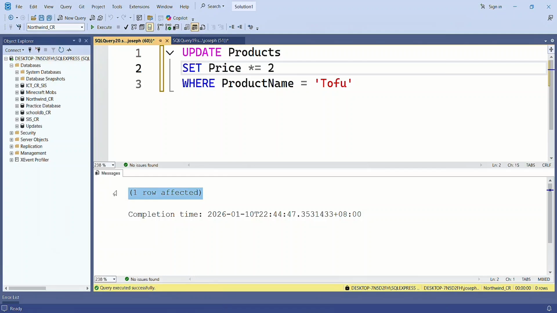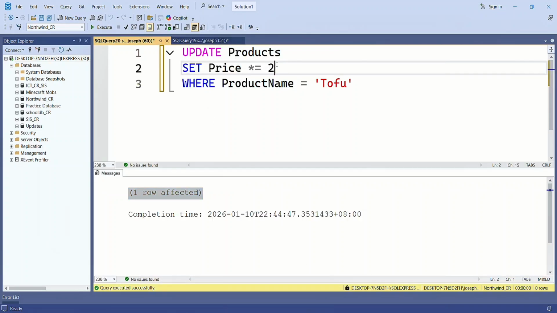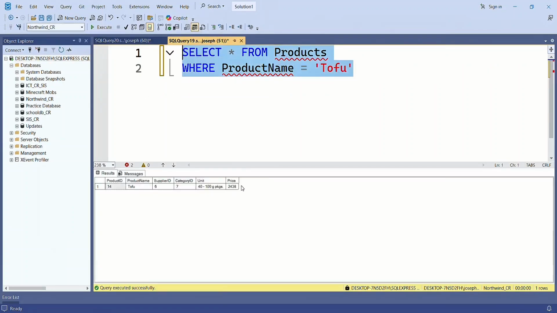Now let's go back and check the price. Let's execute this once again to double check it. Now the price should be doubled. Boom. Now the price is 46, meaning the price has been doubled from its original price. Now let us try a very high value like 53 and execute it. Now let's check the price and it's 2,438.